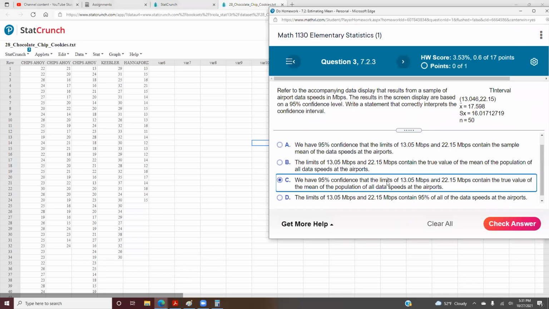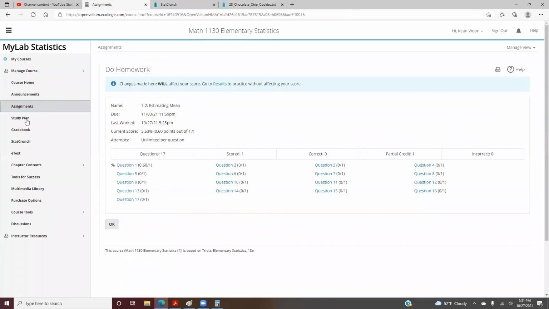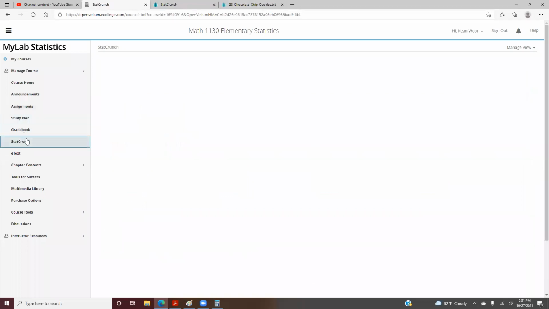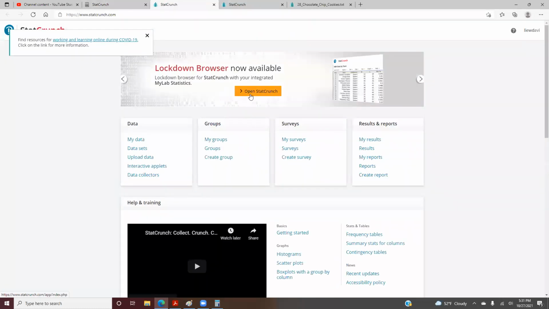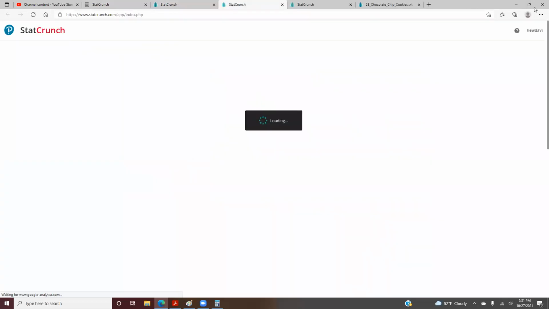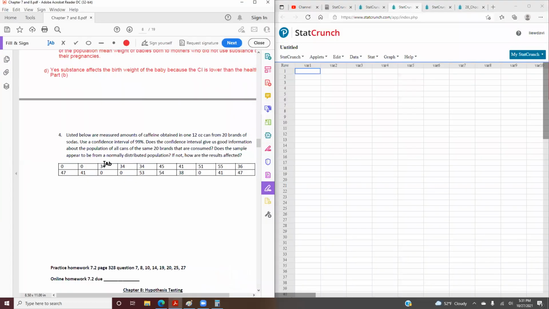Where is my StatCrunch? Open a new one. Now you have to go to the new StatCrunch. Usually, if you do it on your online homework, you import it, but during the test, you cannot import numbers like these. So you actually have to type them in. Go ahead and type all these numbers into var1.